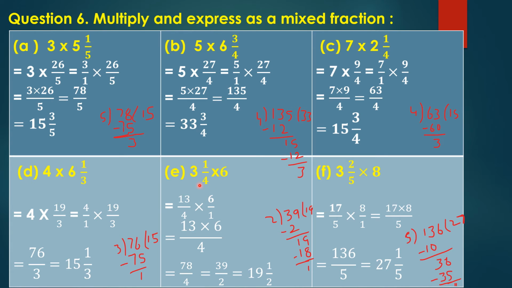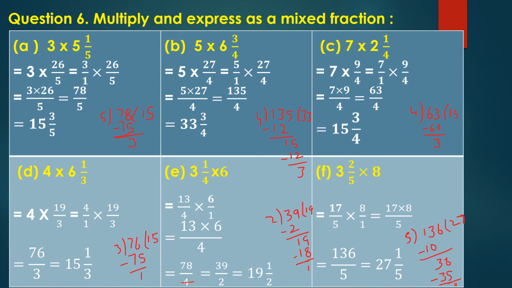Convert 3 1 by 4 into an improper fraction. 4 3s are 12, 12 plus 1, 13. So 13 by 4 into 6, which is equal to 13 into 6 divided by 4. What is 13 6s are? It is 78. 78 by 4, which is equal to 2 2s are 4 and 2 39s are, it is 78.